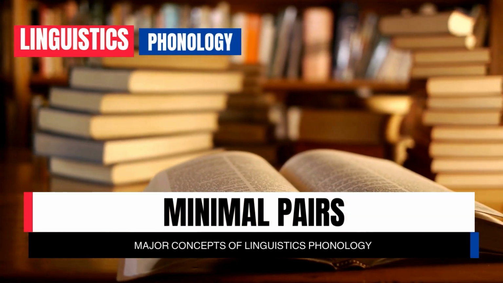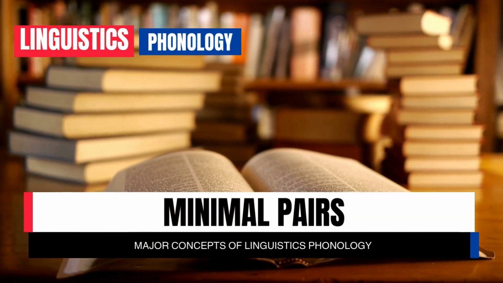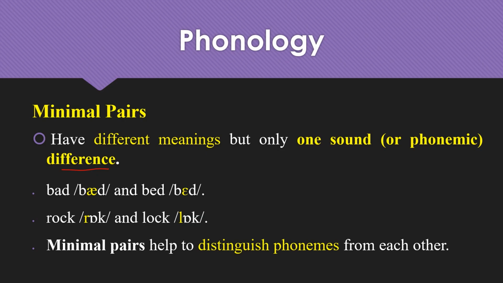Minimal pairs have different meanings, but only one sound of phonemic difference. For example, bad and bed, rock and lock. In bad we have a, in bed we have e, and in rock we have r, and in lock we have l. These minimal pairs help to distinguish phonemes from each other.